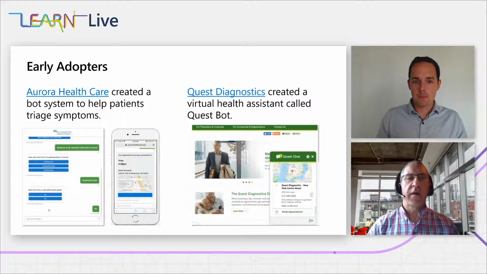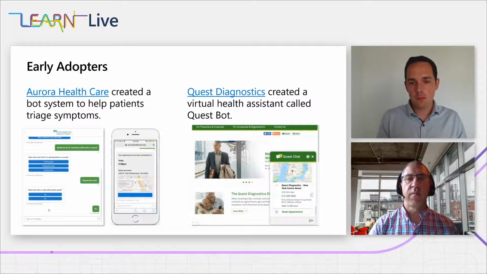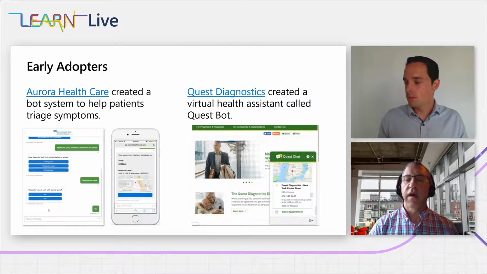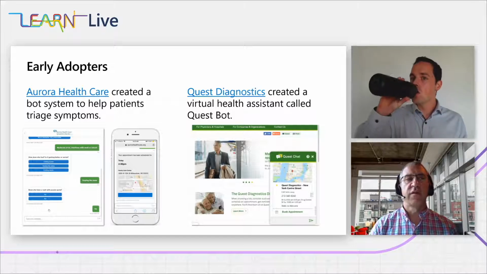So let's start by talking about the early adopters. The Azure Health Bot became generally available back in 2019, and two of our early adopters, Aurora Healthcare and Quest Diagnostics, used the Azure Health Bot for similar but different situations.